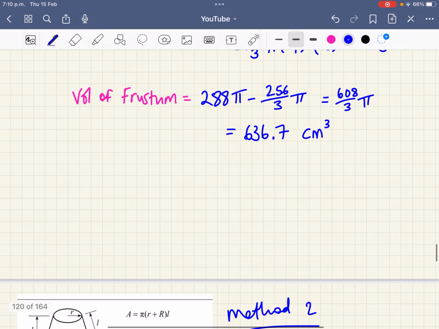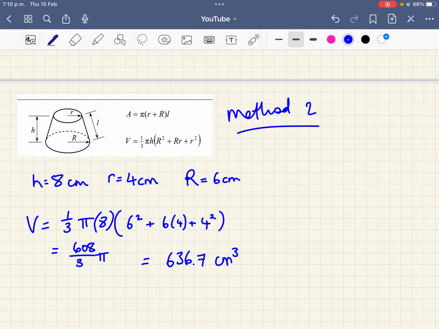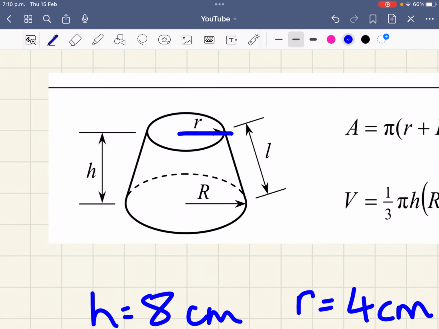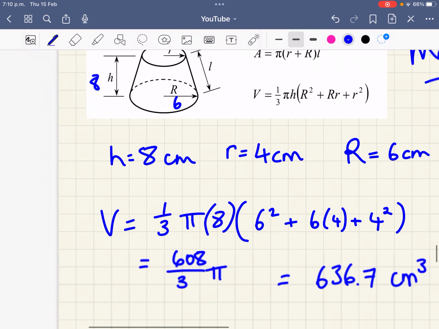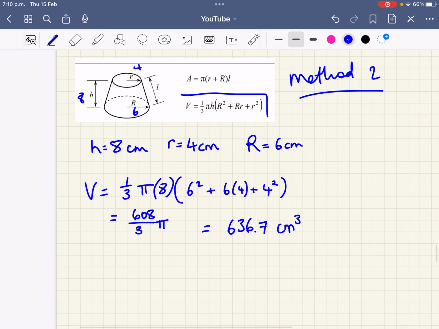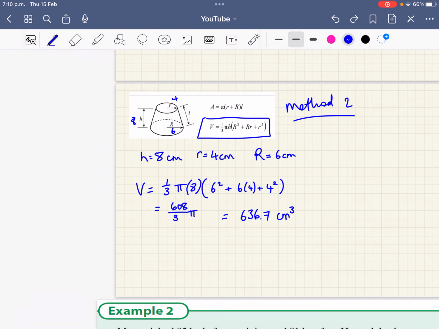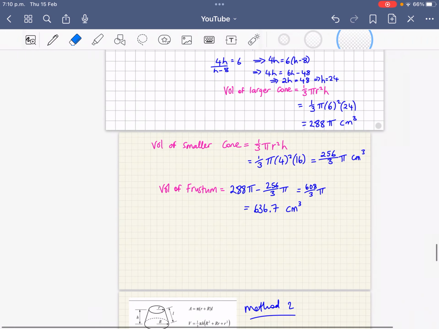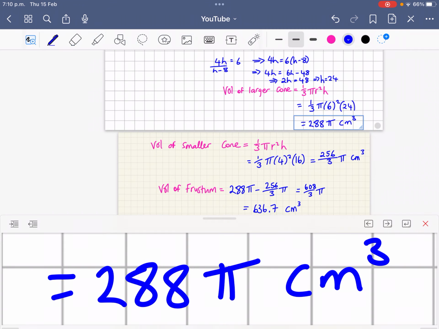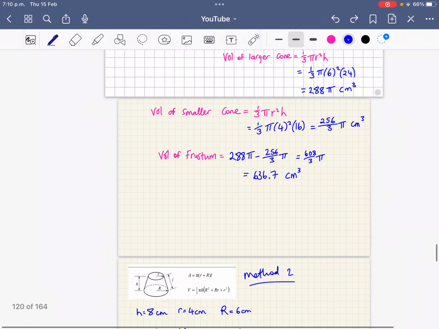That's our final answer. I am just going to show you method 2. This formula is in your log tables and it's a lot more straightforward. This is your smaller radius, your larger radius. So in our case that was 4, that's 6, and the height's 8. You can sub those into the formula here for volume. We don't need this length, that's only for the area one. And you get the same answer. Both methods are acceptable, except I did want to emphasize similar triangles in this question and the scale factor.